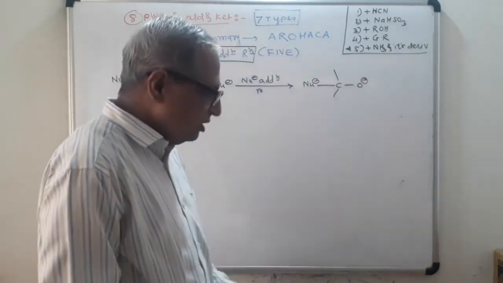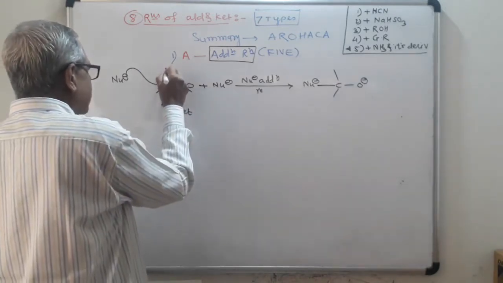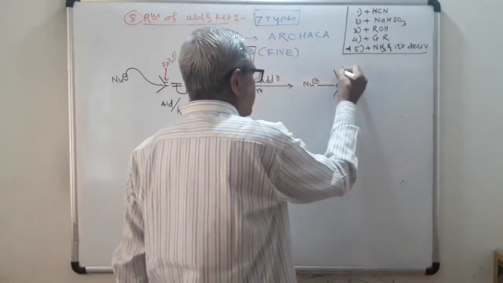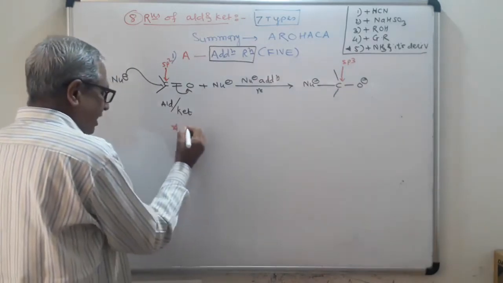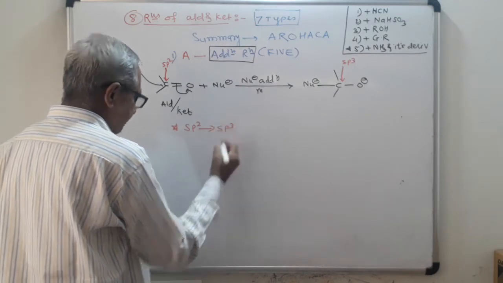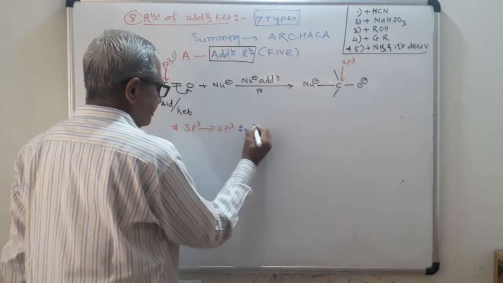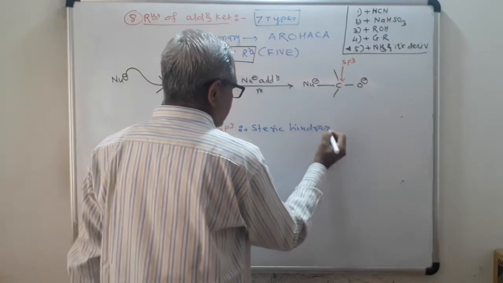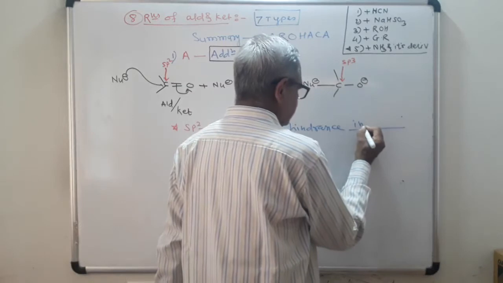Now I will set 2-3 important questions here. Now see the hybridization of the carbonyl carbon atom. It is sp2. The hybridization of the same carbon becomes sp3. So first question here, hybridization changes from sp2 to sp3. This is the first point. Therefore, in this case, does steric hindrance increase or decrease? That is the important question. Steric hindrance increases.